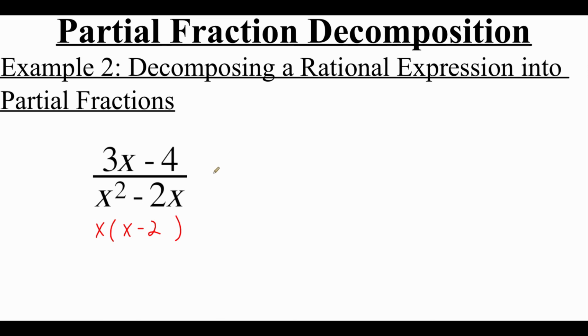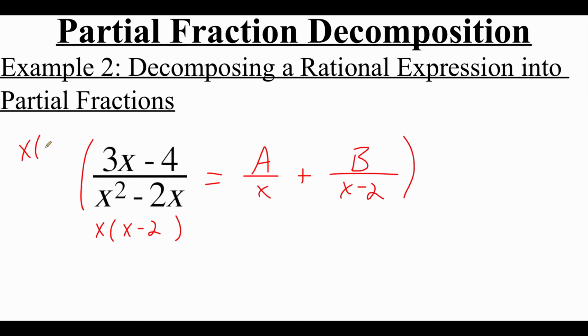Since these are the factors, that's what we're going to use in the denominator of our fractions on the right-hand side. On top of that first fraction, I'm going to put an a, and on top of the second fraction, I'm going to put a b. Now we're going to do our multiplying to help us get rid of the fractions, and I'm going to multiply by these factors from the denominator, so the x and the x - 2.